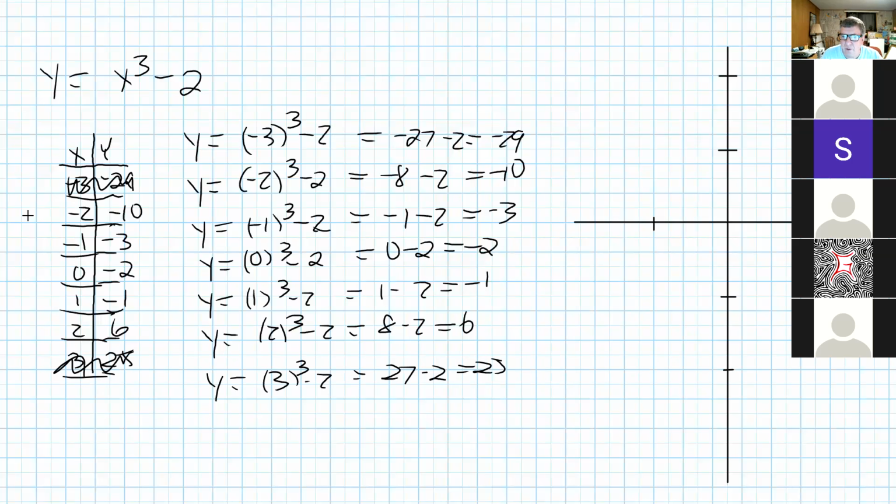Okay, so if x is negative 2, y is negative 10. Oops. Okay, hang on here. Negative 2, negative 10. There we go. If x is negative 1, y is negative 3. If x is 0, y is negative 2. If x is 1, y is negative 1. If x is 2, y is 6.